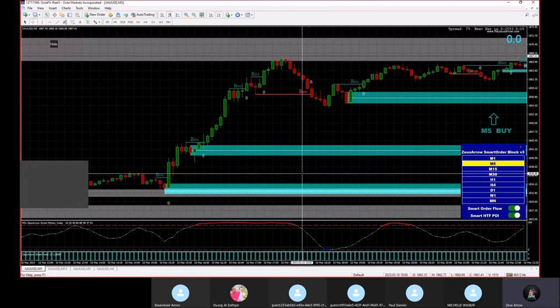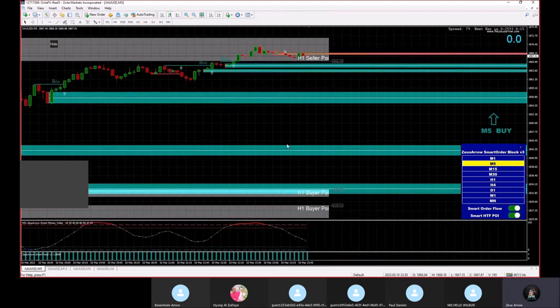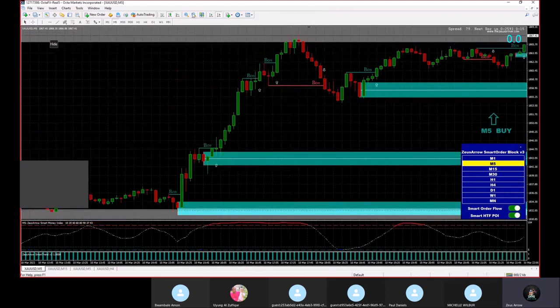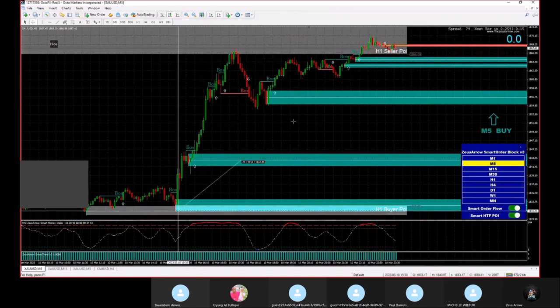That I will show you in some time, how we use the 1 minute for a confirmation. But before that, we're going to use a confirmation of 5 minutes. How do we use a 5-minute confirmation? See, now you know that the price is moving constantly on an uptrend. So we need a good confirmation here.